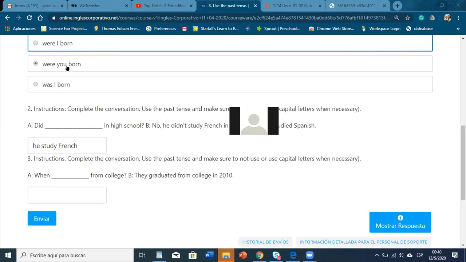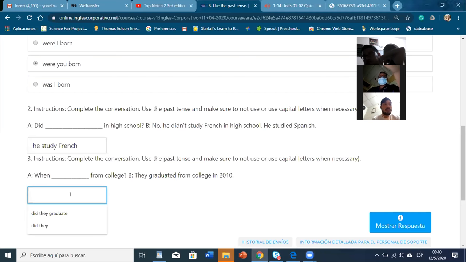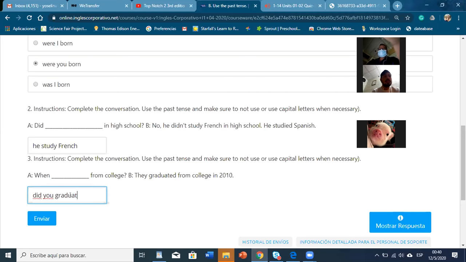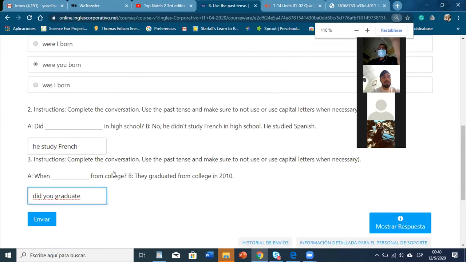When did you graduate from college? Remember to follow the structure, okay? When did they? The subject, it says they graduated from college in 2010. When did you graduate? But the answer says they, guys. They graduated. When did they? Did they graduate? Yes, go ahead.